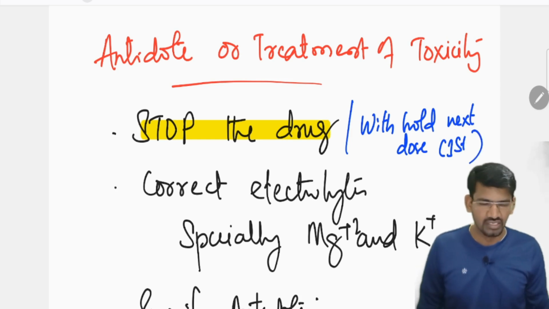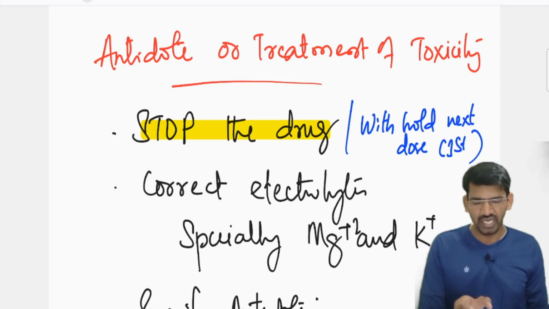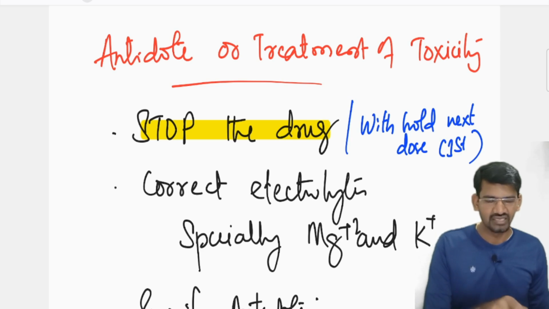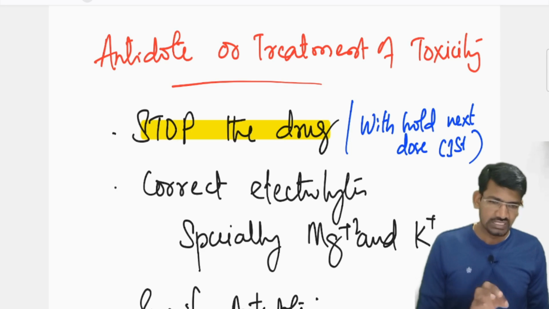You may get a question like, what is the priority nursing action, or the priority action to be taken, if you find a patient with signs of bradycardia who is on digoxin therapy?